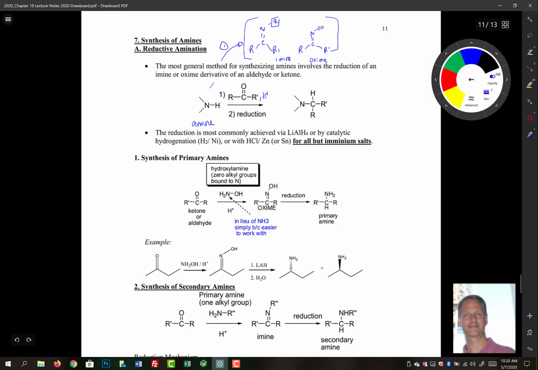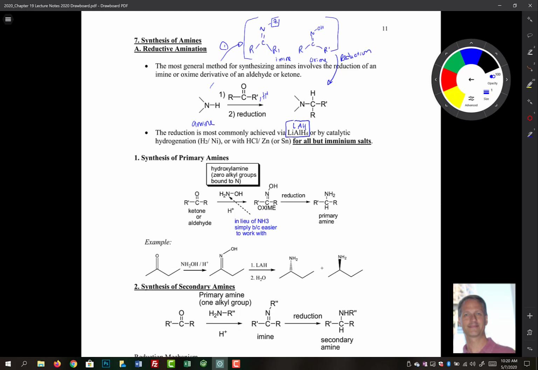So that's your step one, and then step two is your reduction. That reduction can be done using LAH, so often we just use LAH here. It's like the go-to thing that we've used this semester. But we could also use catalytic hydrogenation, so H2 nickel, or we could use HCl and zinc or tin. So there's a lot of options actually out there, but I think students prefer just to use this since it's kind of the go-to chemical to use for reduction.